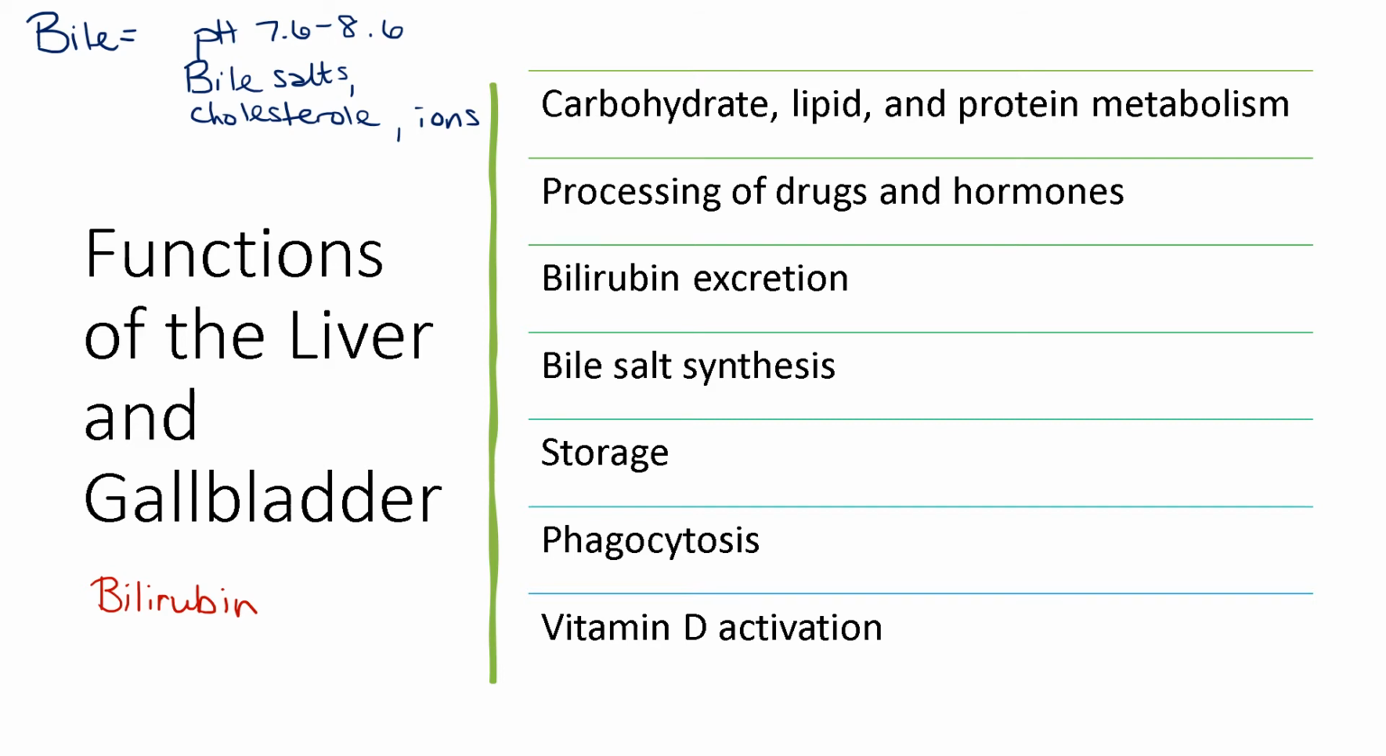Now, another one of the breakdown products made in the liver is stercobilin. So stercobilin gives feces their normal brown color. So bilirubin's more of a yellowish color, and stercobilin is more of a brown color.